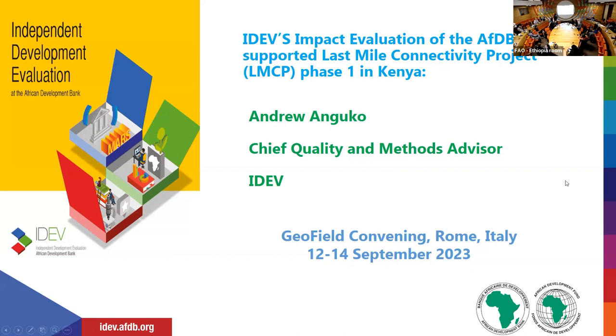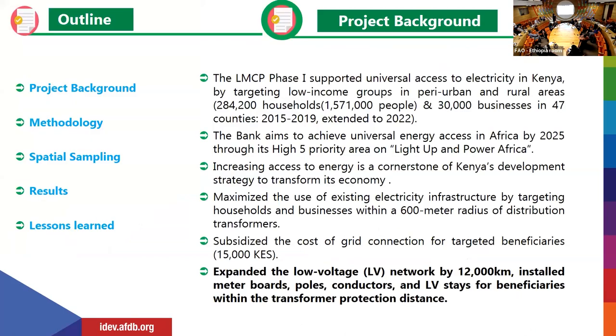So I'm going to present about the impact evaluation of last mile connectivity project phase one, that supported universal access to electricity in Kenya and targeted 284,200 households and 30,000 businesses. So this project is actually in line with the Kenya development strategies and also the bank's development strategies.